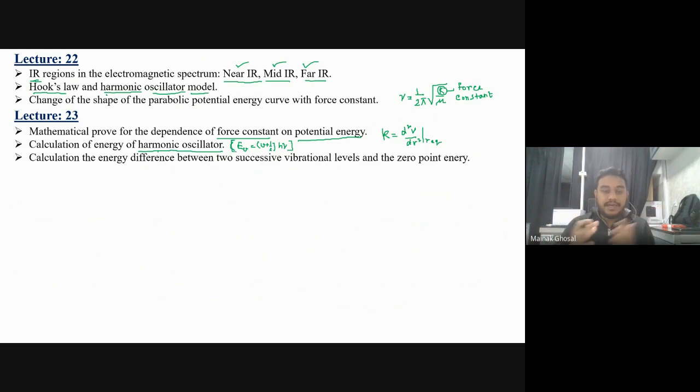It was shown that the energy of this harmonic oscillator is E_v equals (v plus half) h nu. And then there was a calculation of the energy difference between two successive vibrational levels and the zero point energy. So what was the value of the difference between two successive energy levels? It was h nu. And the zero point energy was also discussed as half h nu.